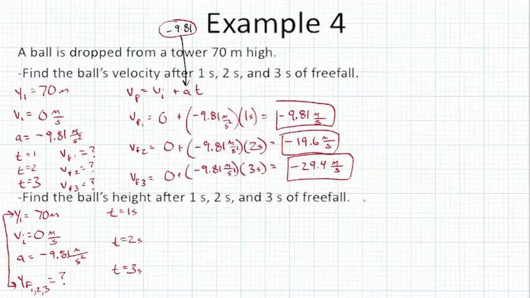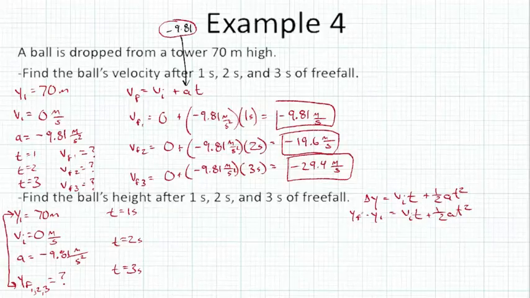The equation I'm thinking of that relates all these is our displacement, or the change in displacement, equals initial velocity times time plus 1/2 times acceleration times time squared. Now this first part we can break into two parts. That's going to be our YF minus YI equals all the rest of that.